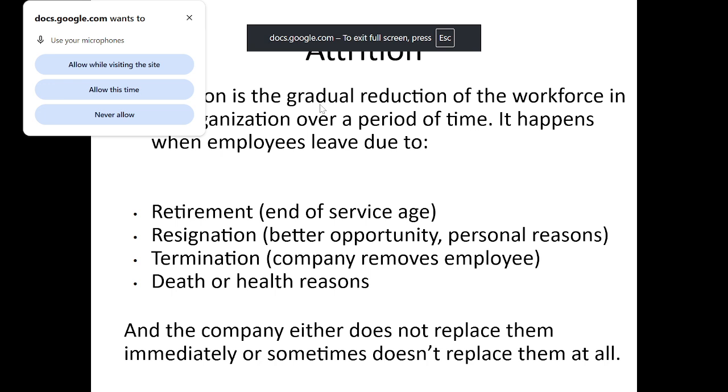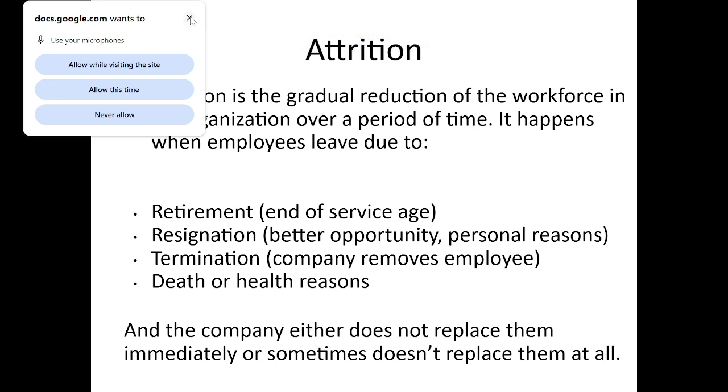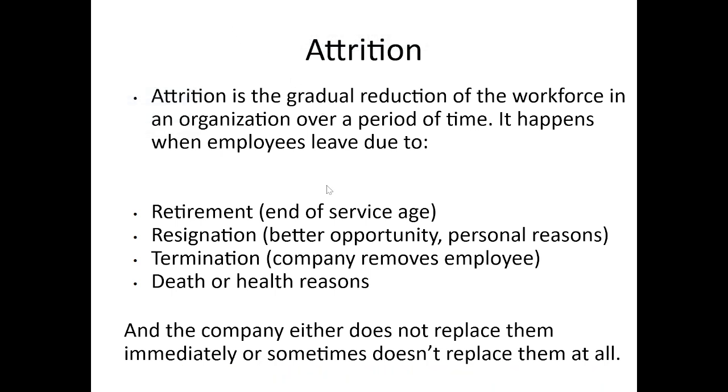So today we are going to discuss one of the most important topics of WFM, which is attrition. So what is attrition? Attrition is the gradual reduction of the workforce in an organization over a period of time. It happens when employees leave due to lots of reasons. So it could be retirement, resignation, termination, death, or health issues.